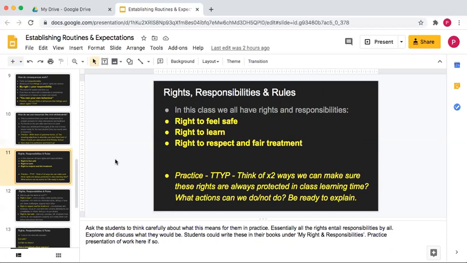And at this point is another discussion, and I want them to think of 2 ways we can make sure these rights, each of these 3 rights, so that's 6 ideas, are always protected in class learning time. What can we do or not do to help that? And again, feedback into the class.